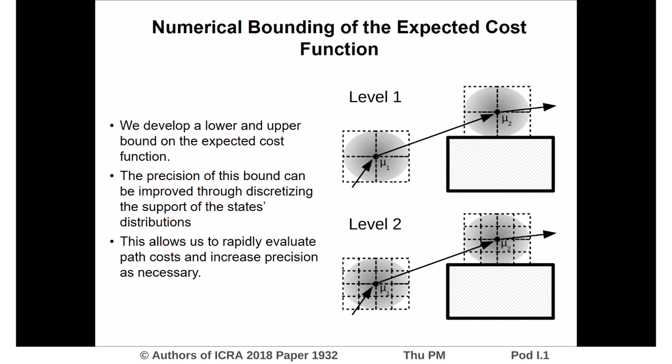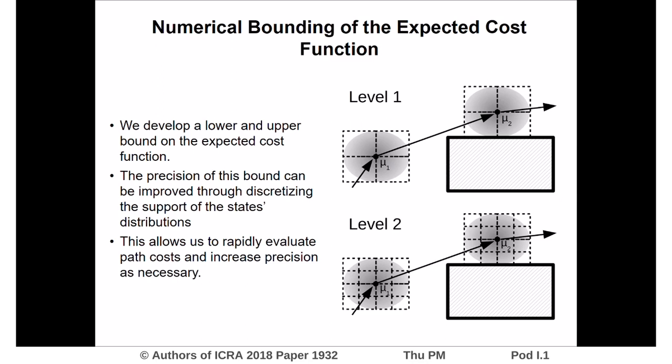To do this, we develop a bounding numerical approximation to the expected cost function. We discretize the support of the state distribution at each step so that we can increase the precision with which we evaluate the stochastic path cost as necessary. This is shown in the two figures on the right.